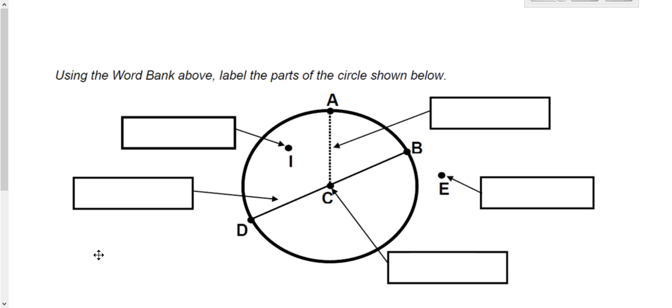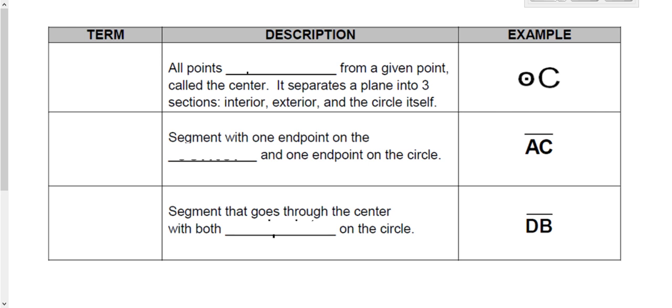So you look at this first picture and it says use the word bank to label parts of the circle. Well, we're going to look at their descriptions first at the bottom of the page. Then we'll come back to this. So the first term is a circle. What is a circle? A circle is basically all points equidistant, the same distance from a given point called the center. It separates a plane into three sections: interior, exterior, and the circle itself.